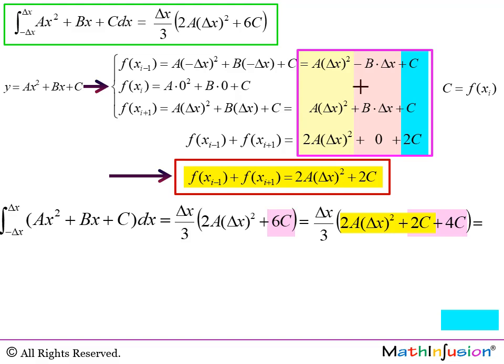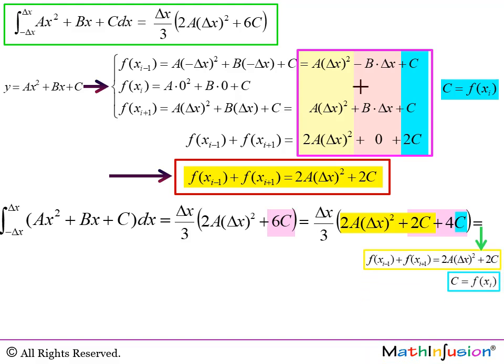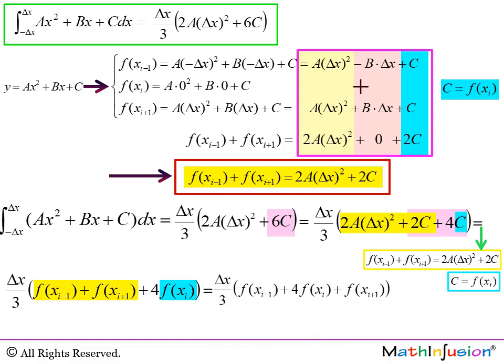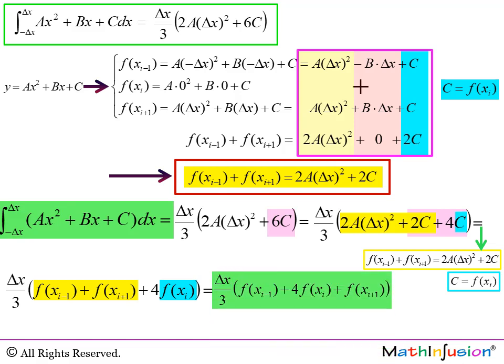This is exactly that. And this is exactly c. So let's now replace the yellow by f of xi minus 1 plus f of xi plus 1, and we replace the c by f of xi, and we get this. I'm rewriting, just shuffling the order, because I would like that first we will have the f of the lower index, then f of xi, and then f of xi plus 1. And we get that.